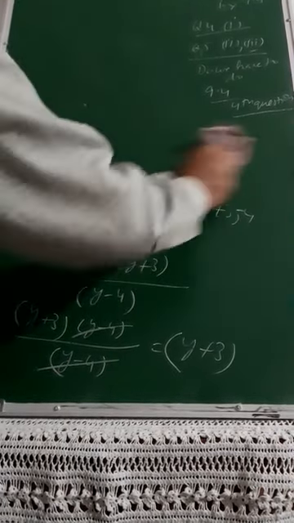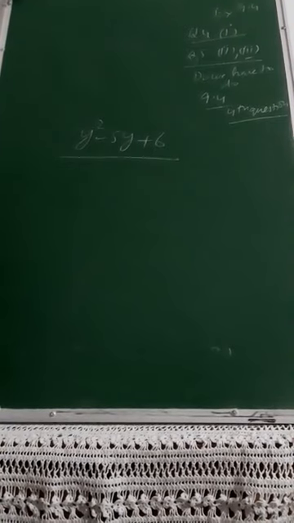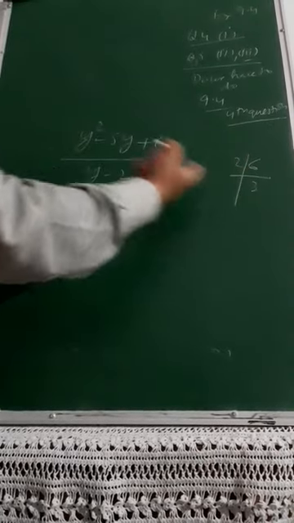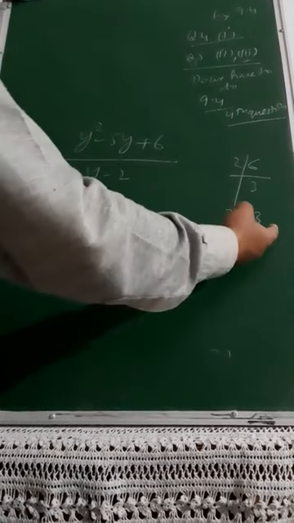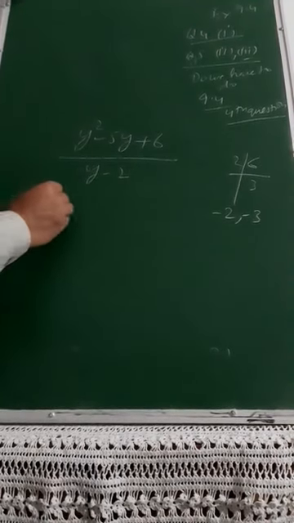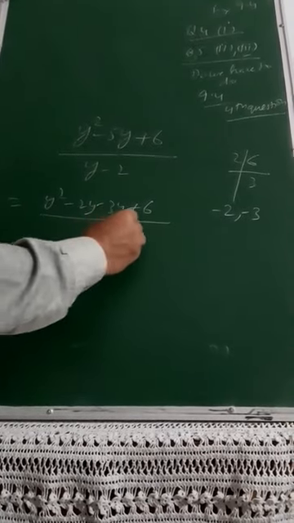And the third part of question number 5, which is the last part of this exercise, the last question, is y square minus 5y plus 6. Y square minus 5y plus 6, you have to divide by y minus 2. So now I have to go for the factors of 6. I am getting 2 and 3, and I need minus 5. So 5 I have to split in terms of 2 and 3. Minus 2 and minus 3 will make it minus 5. So y square minus 2y minus 3y plus 6 upon y minus 2.